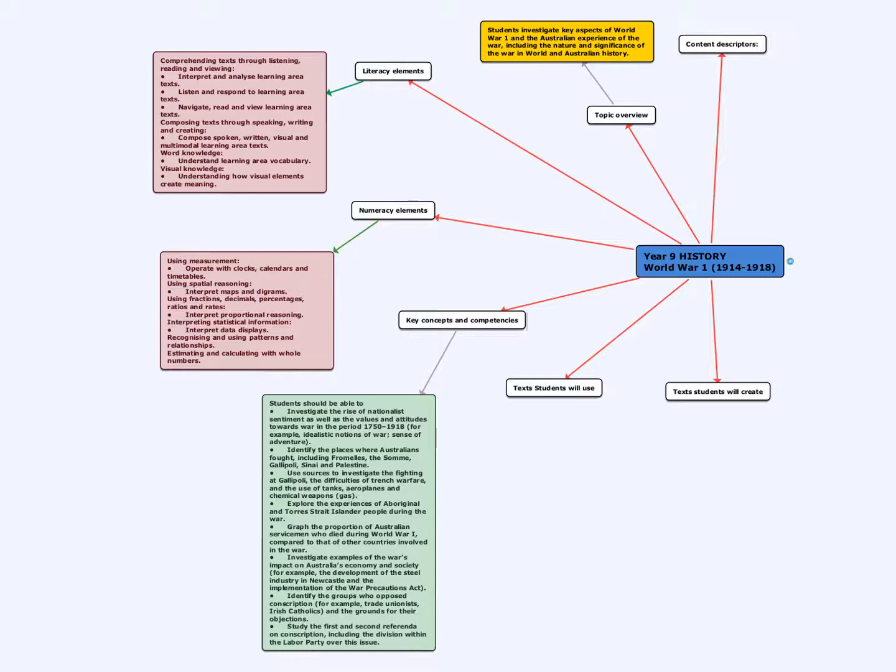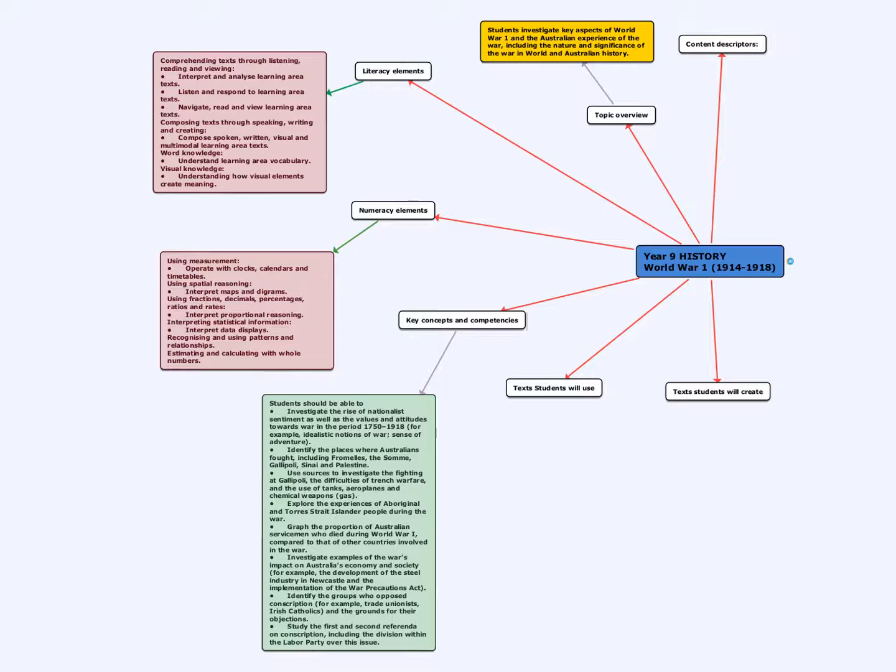The key concepts and competencies, as described on the Australian curriculum, have the students investigating the rise of nationalist sentiment, as well as the values and attitudes towards war, identifying places where Australians fought, using sources to investigate the fighting at Gallipoli and the difficulties of trench warfare, exploring the experiences of Aboriginal and Torres Strait Islander people during the war, graphing the proportion of Australian servicemen who died during World War I, and investigating examples of the war's impact on Australia's economy and society.